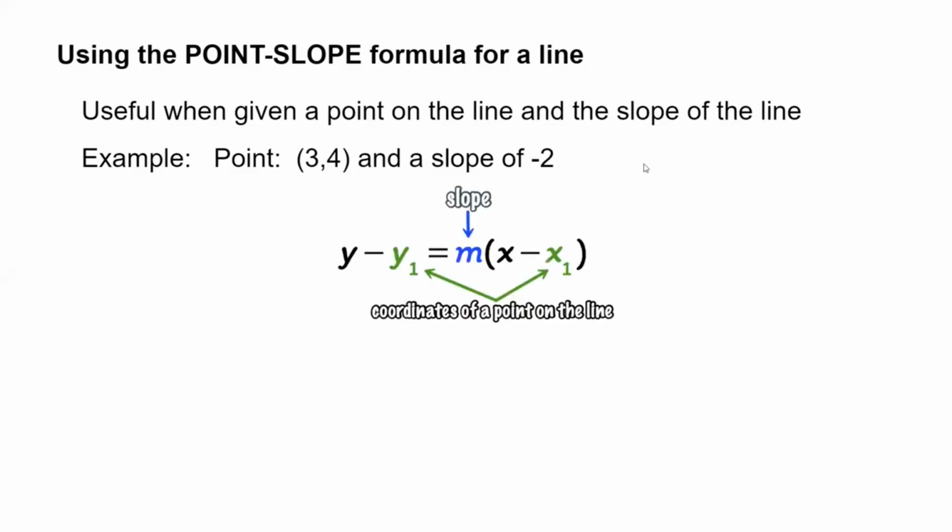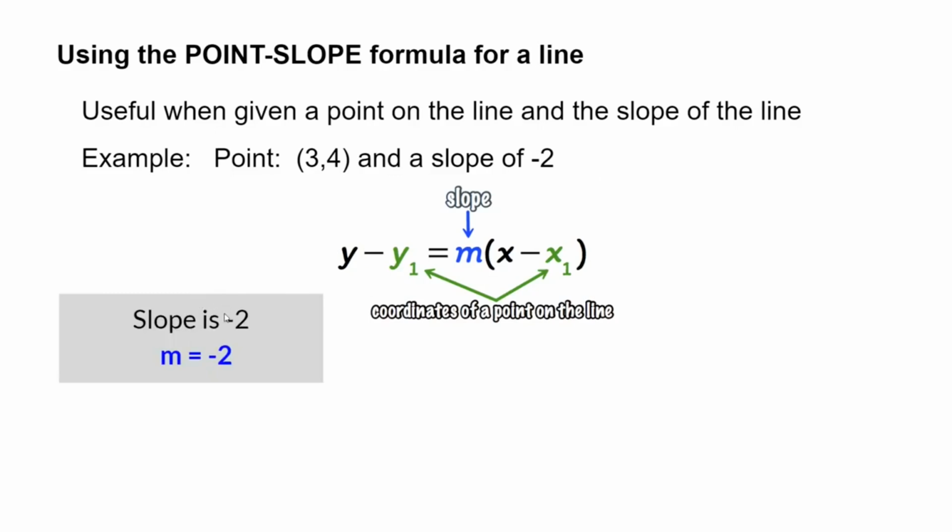This is a formula that is on the GED formula sheet. Obviously not with these colors, but these colors are going to help us recognize the parts that we need to put into this formula. Namely, we're going to use the coordinates of the point on the line. x1 is going to come from this coordinate, the x value, 3. y1 is going to come from our coordinate, the y value, 4. And slope, which we represent with an m, is going to be -2. Let's watch how this comes together.